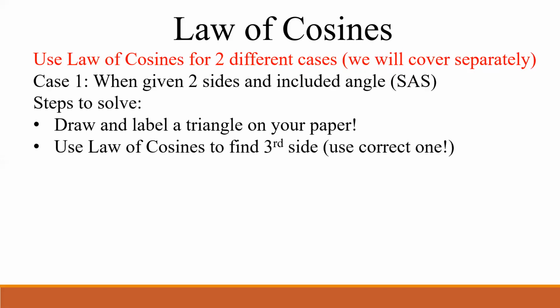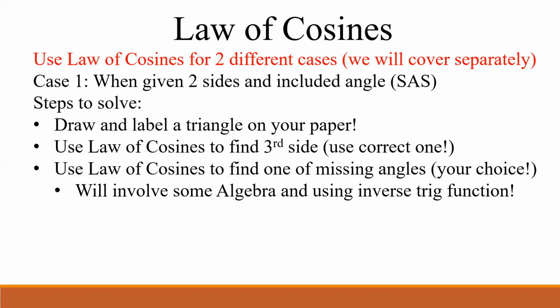Then we're going to use the law of cosines to find the third side. We're going to do that first, and that's just what I call plug and chug. Once we have that third side, we're going to use the law of cosines again to find one of the missing angles. It doesn't matter which one we find first. It is going to involve some algebra, and then using an inverse trig function to isolate that angle. But again, we'll take a look at that in the example.